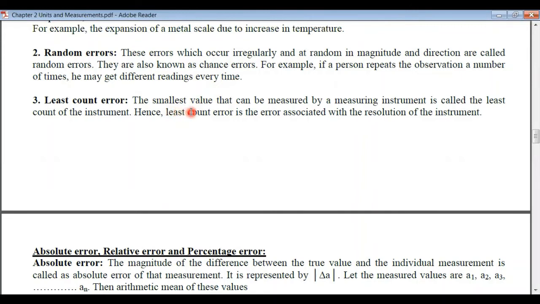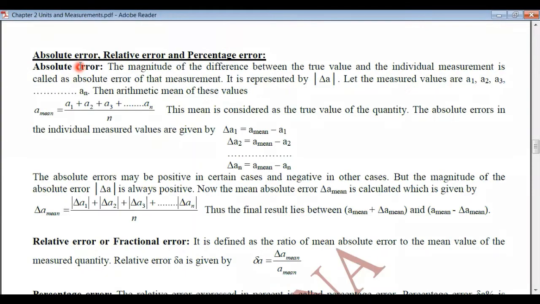The third type of error is least count error. Now, least count is the smallest value that can be measured by any measuring instrument. The errors associated with the least count, or with the resolution of the instrument, are called least count errors. So, three types of errors we have studied: systematic errors, random errors, and least count errors. Now when we calculate the errors, these errors can be divided into three types: absolute error, relative error, and percentage error. Now let's study one by one.